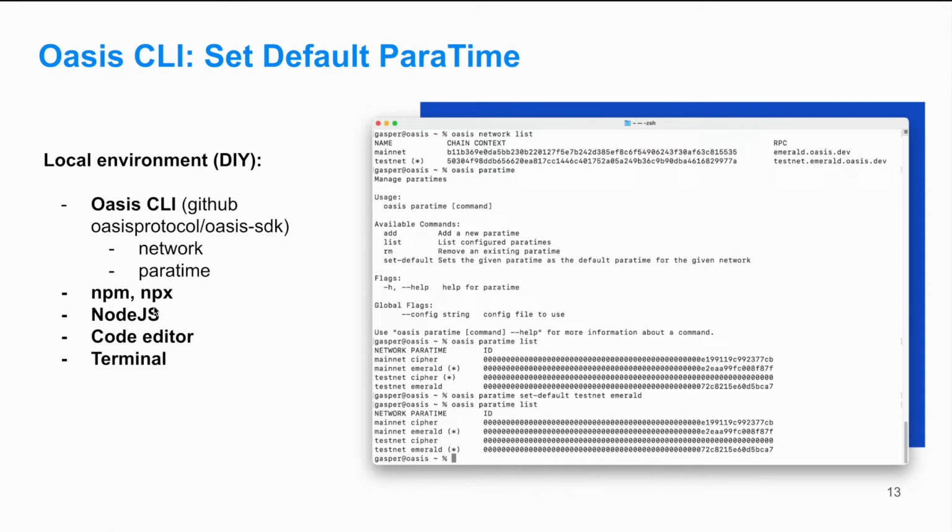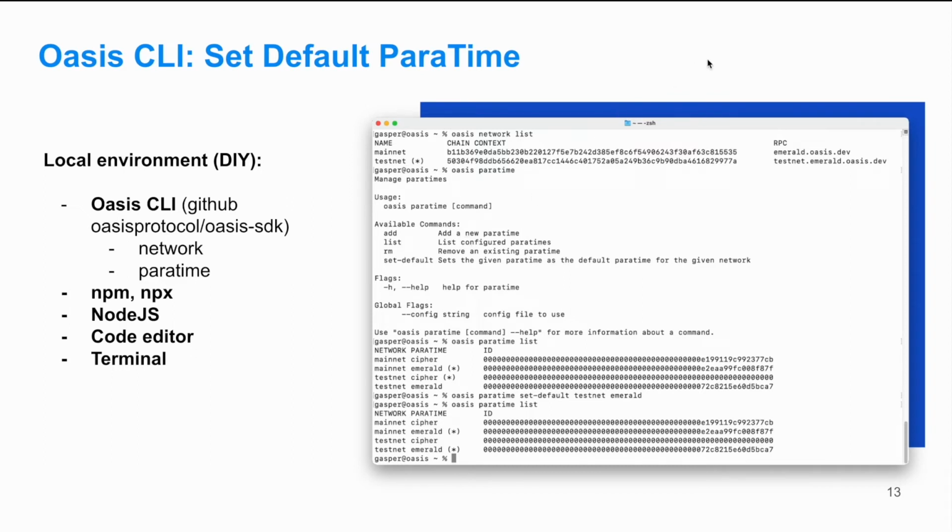Okay, so there are some prerequisites for that. You must have npm, so you must have some package managers, right? And npx. You must have Node.js. You must have a code editor. You can use any one, for example Brackets or whatever you're using. And you need a terminal, right? All these things together can enable configurations for your local environment. And once you have this, you can create smart contracts and then deploy to the network that you have, right? So in my case, testnet on Emerald.